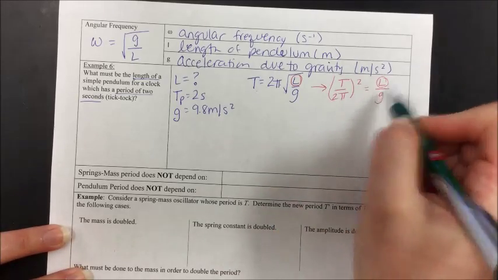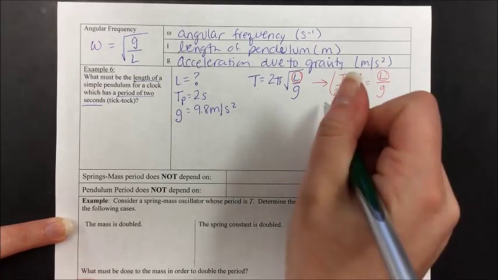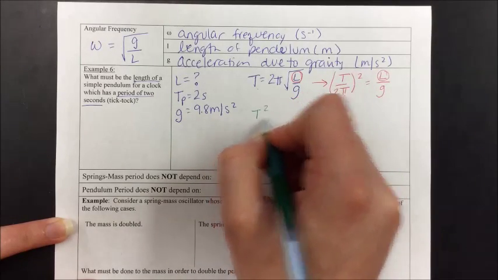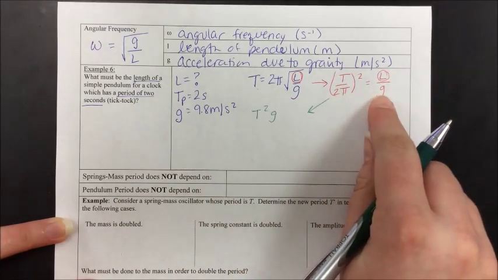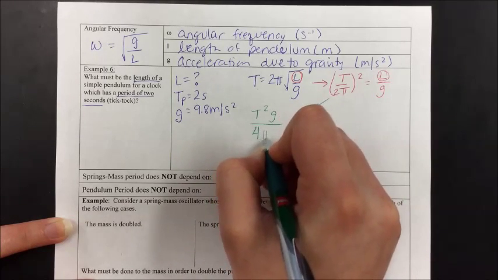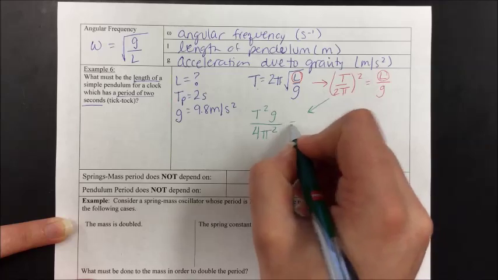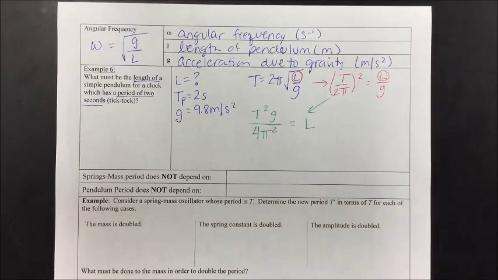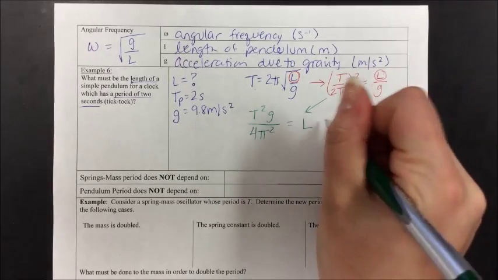And I'm going to move the G over. So again, 2 steps in 1. Okay, so T squared times G, because I moved the G up, divided by 4 pi squared. And you want to make sure that you're being careful when you enter this into your calculator. So I'll show you how to do that in just a second.